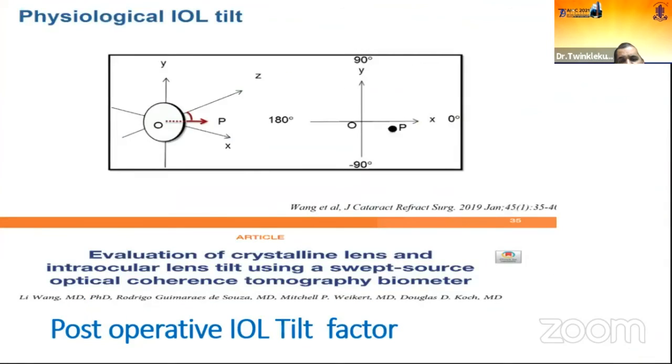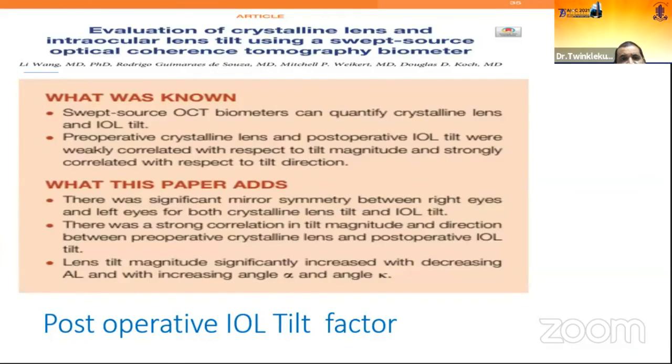And this factor has now been found out by the newer optical biometry, the IOLMaster 700, by Dr. Li Wang and Dr. Douglas Koch, who found that there is a significant mirror symmetry between the right eye and left eye crystalline lens tilt and the IOL tilt both. There was a strong correlation in the tilt magnitude and direction between the preoperative crystalline lens and the postoperative IOL tilt. The amount of tilt with the crystalline lens was the same magnitude and nearly the same direction for the IOL tilt. And another important thing is whenever you have an increase or decrease in the axial length, this tilt magnitude significantly affects the results.